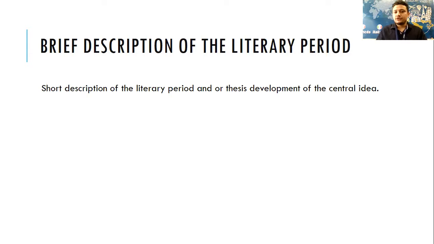The brief description of the literary period is pretty much what it is. So for the Romantic period, for example, or the Restoration period, the Renaissance period, the Victorian period, it started from this time to this time. It deals with this, this, and this. And it has to be a short description of the literary period, right?